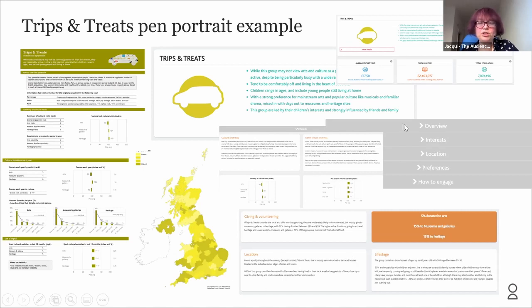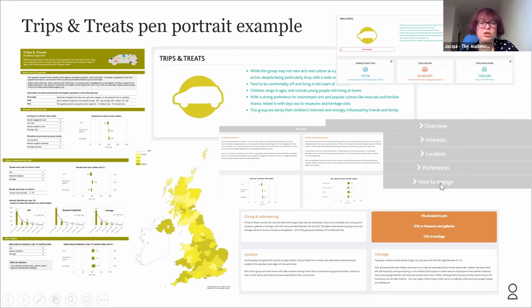So within these tabs, you have a brief overview summarizing what this group is and what differentiates it from the other segments. Then it looks at their interests, and that is interests beyond arts and culture, in addition to their museum and heritage visiting. Where they are in the country, so there's mapping, so you can see the hotspots of where these people are located. Their preferences, what sorts of things they like to do. Are they looking for participatory activities or more exhibition visiting? What's likely to draw them in? And lastly, how to engage.